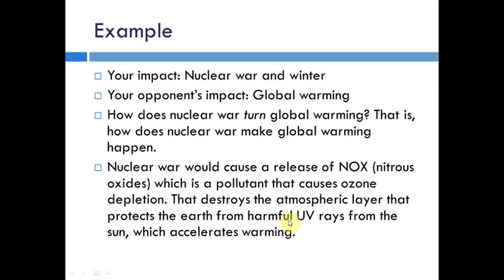So you could say that if we have a short-term nuclear war, then that will cause global warming to happen because of the NOx emissions and the breakdown of the ozone layer. So you could say that your impacts actually cause the other team's impacts to happen, which is kind of like a 2-in-1, because not only do you solve yours, but you also get to solve theirs.